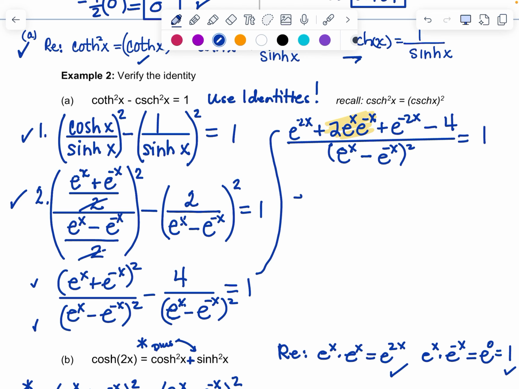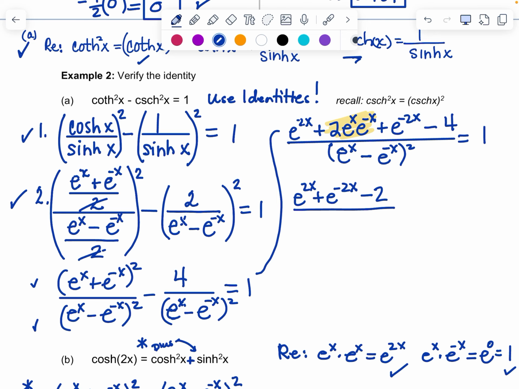I think I'm going to combine that plus 2 and a minus 4, and I'm going to get a minus 2. So I'm going to write this as e to the 2x plus e to the negative 2x minus 2 over, and look at the denominator. Now it's time. I think what I'm going to do is square the denominator.